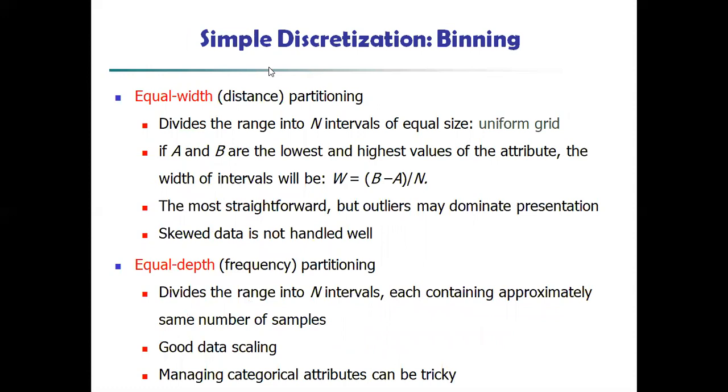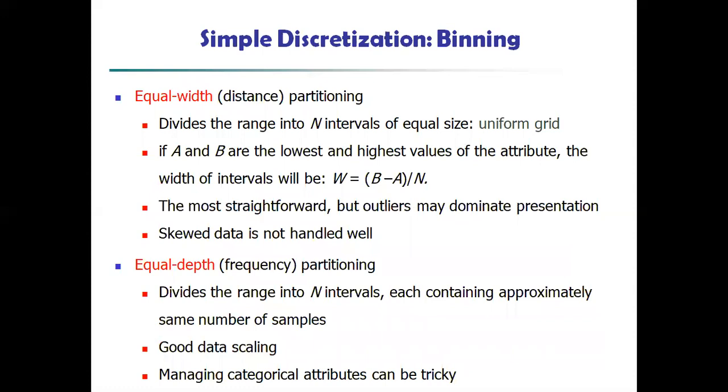See, in binning, we can go for different varieties of partitioning. One is equal width, that is an equal width partition, that is finding the distance. That is, you divide the range into n intervals of equal size. That is a uniform grid. How many values are there? You divide it. Suppose 10 numbers are there, you can go for 5, 5 or 3, 3, like that, depending on how you divide it in equal size.